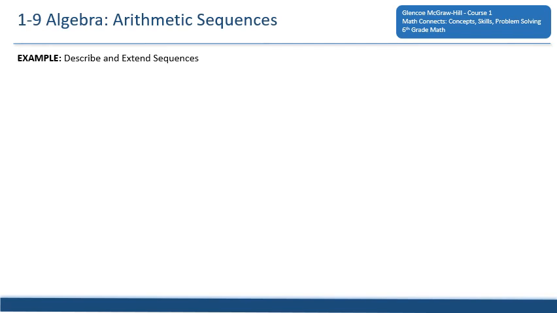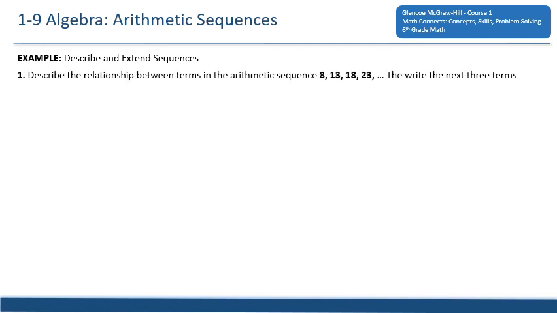Example, describe and extend sequences. Number 1, describe the relationship between terms in the arithmetic sequence 8, 13, 18, 23. Write the next 3 terms. So first we have to discuss what is the difference. How do we get from 8 to 13? Well, if we find a difference, it's 5. So 8 plus 5 is 13. Does that pattern continue from 13 to 18? Yes. 13 plus 5 is 18, and 18 plus 5 is 23.